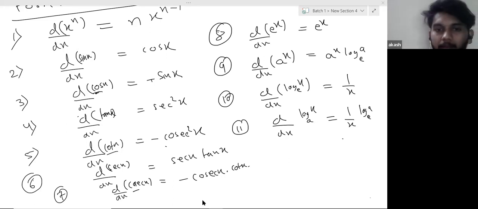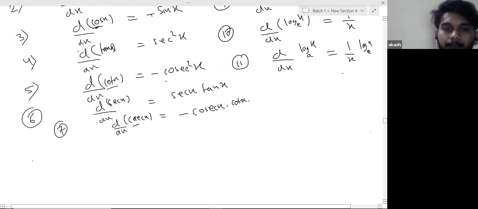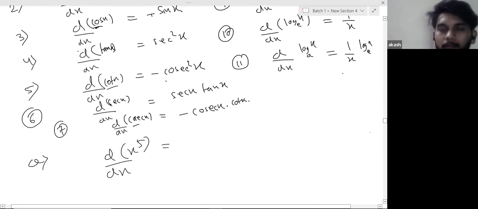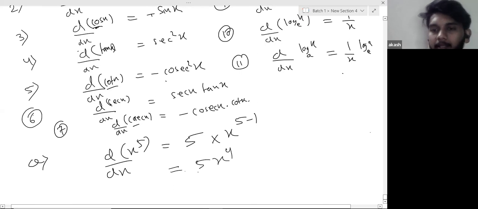Done with the formulas, Arslan, Abdul? All right. So what is the first formula? x raised to the power n. Suppose they give you: differentiate x raised to the power 5. So read that formula, x raised to the power n. Here the value of n is 5. So what does it give us? n into x raised to the power n minus 1. So the answer to this is 5x raised to the power 4. All right, clear?